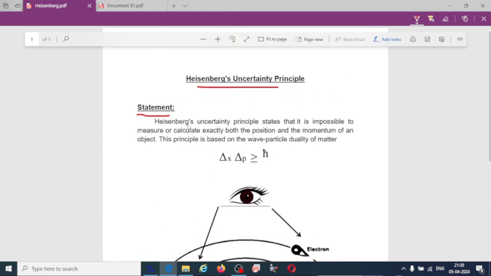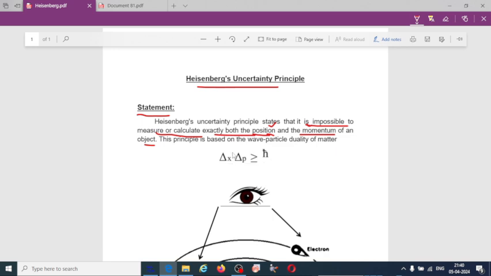According to this principle, it is impossible to measure or calculate exactly both the position and momentum of an object. So you cannot predict position and momentum simultaneously. Either you can measure momentum or position. Both cannot be possible simultaneously. That is what exactly the Heisenberg principle states.